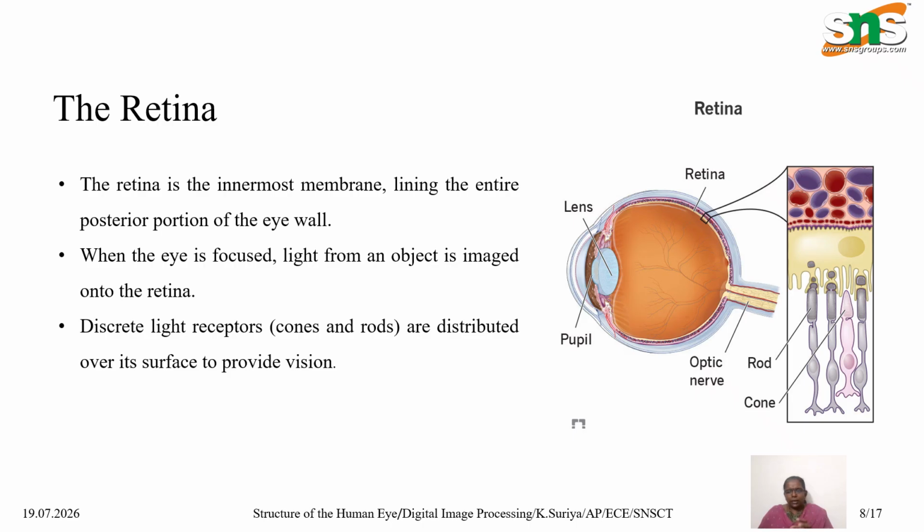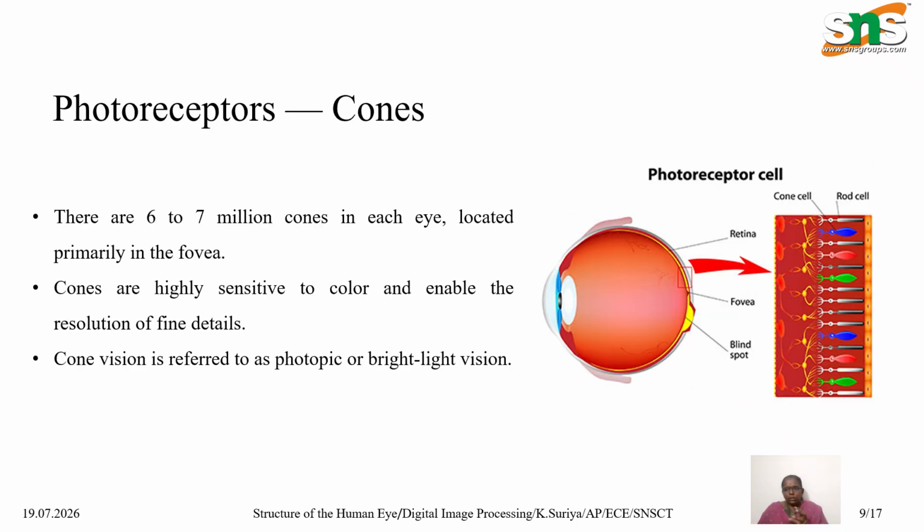The retina contains two types of photoreceptors called cones and rods. Cones are responsible for color vision and fine detail. They function best in bright lighting conditions and are mainly concentrated at the center of the retina in a region called the fovea. Because of the cones, we are able to recognize colors, read text, and observe fine details clearly.